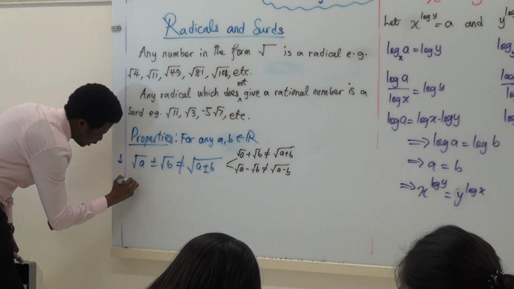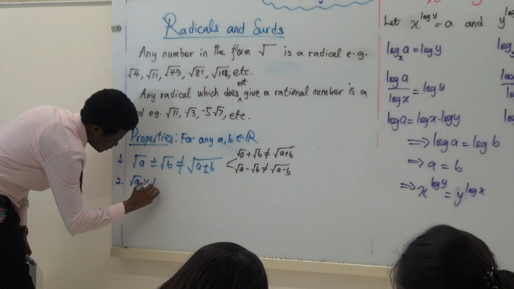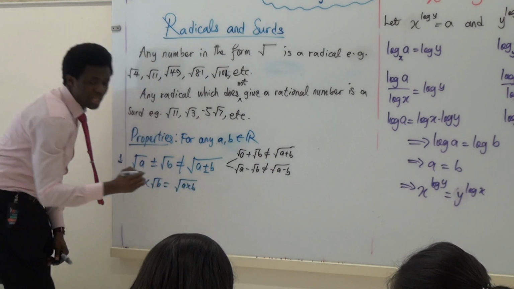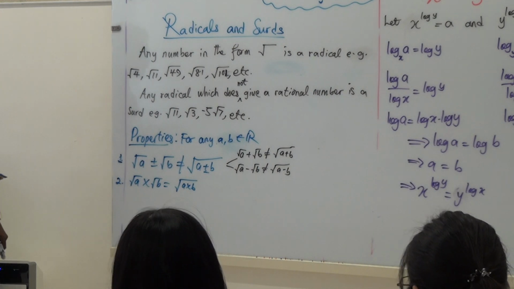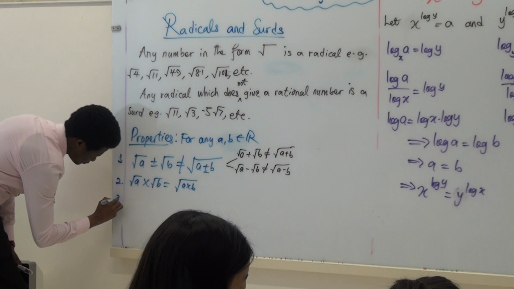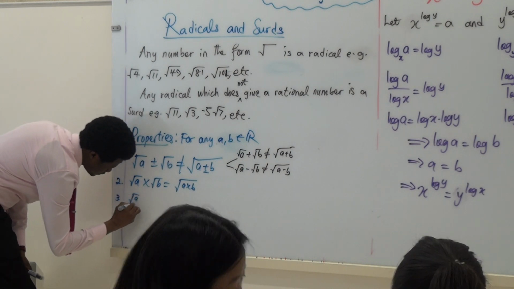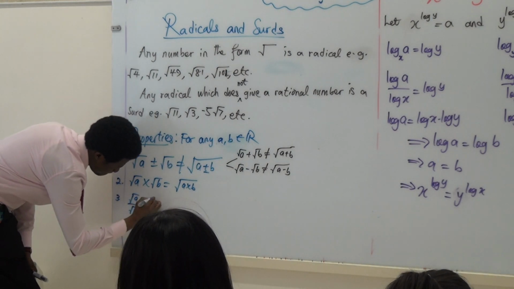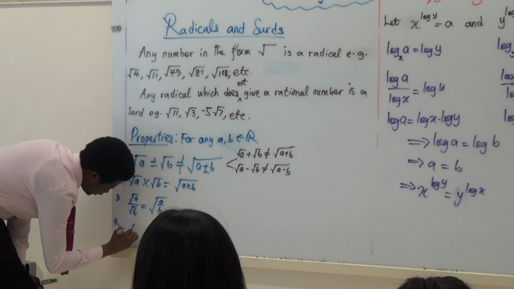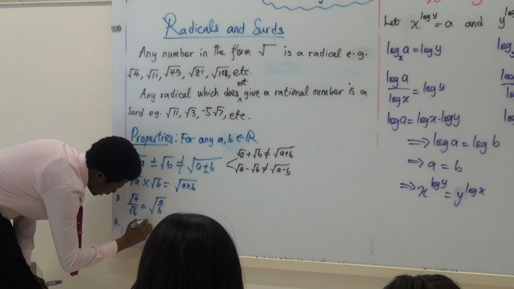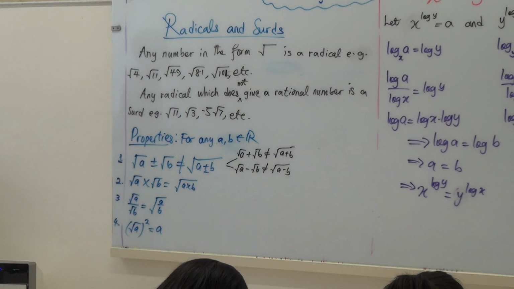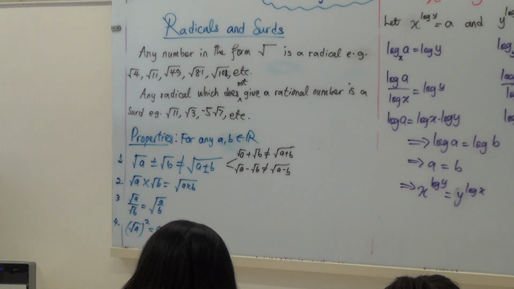Okay, so the second I write as this. We check and we realize the products can be merged, right? Because it can be merged and it can be split as well. Also the quotients. And when you square a radical, you get the number under the radical.